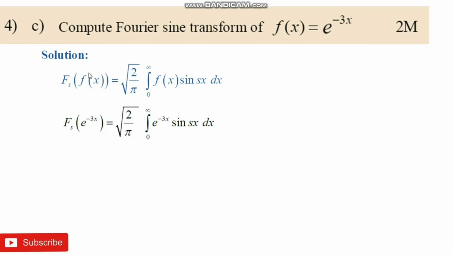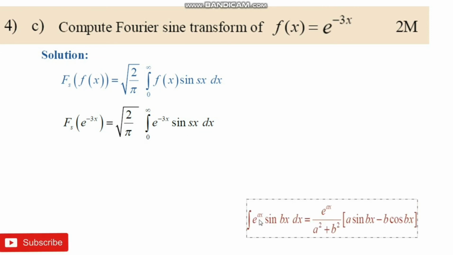f of x is now replaced with e power negative 3x. We have the Fourier sine transform of e power minus 3x equals square root 2 by pi integral 0 to infinity e power negative 3x sin sx dx. Just we have replaced f of x with e power negative 3x. To evaluate this integral, we can apply the reduction formula only.